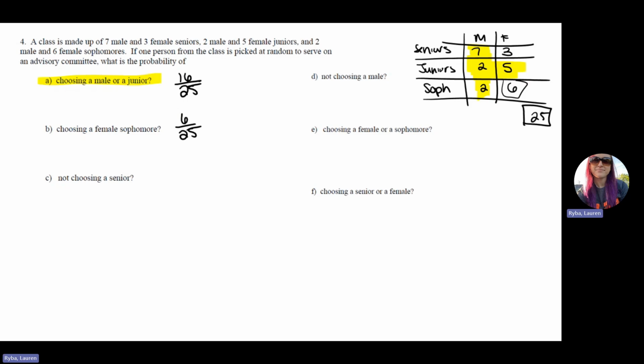The probability of not getting a senior. So here again, I could use the formula, or I could just sum up what I don't want. So there are 10 seniors. So I could do 1 minus 10 out of 25, leaving me with 15 out of 25. Or I could have said, well, if I don't want a senior, that means I can choose juniors or sophomores. And if I add those together, that's 7 plus 8, 15 out of 25. So it's really just preference of how you like to do them.